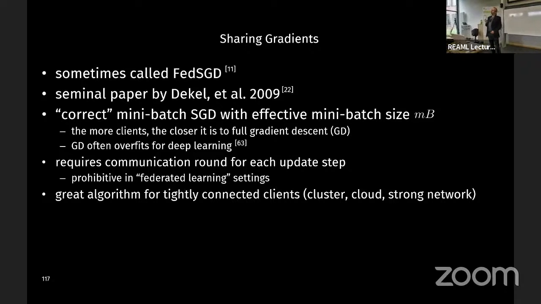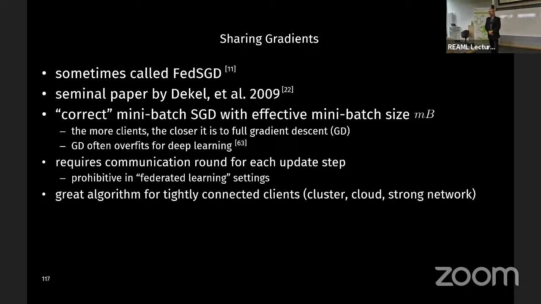The reason why it is not used in practice, I think, is that it's designed for systems that have a very tight network connection, because you have to communicate for every update step you make. You need to compute the gradients, centralize them, then make one update step, compute gradients again, centralize, do one update step. This is often impractical. It works well if you are working in a cloud, in a cluster, in a very strongly connected system, but it does not work with mobile phones.